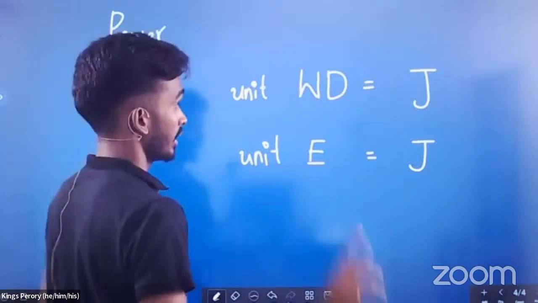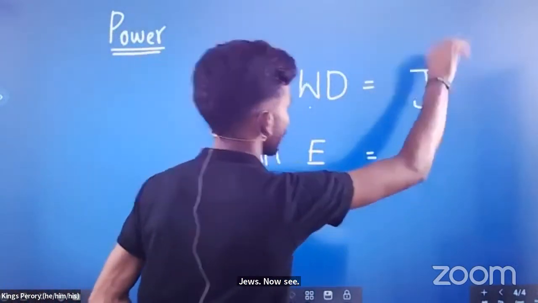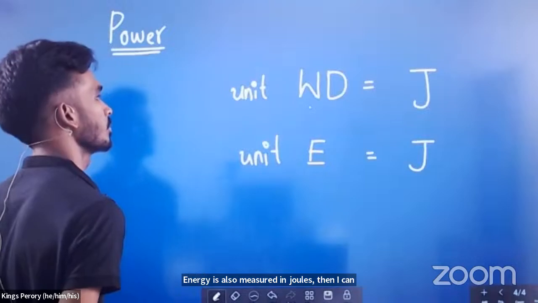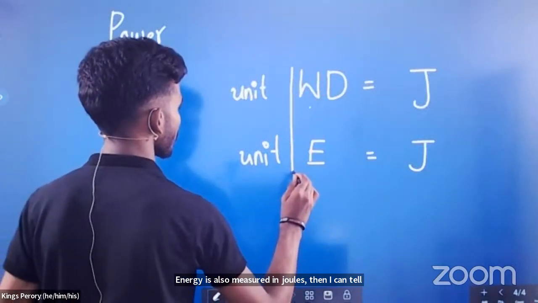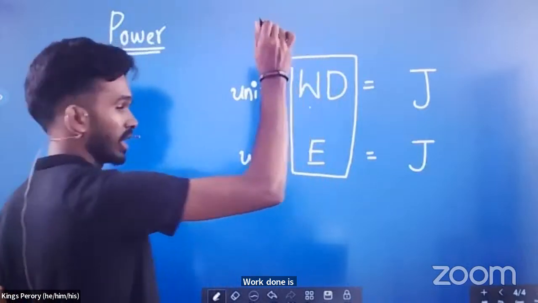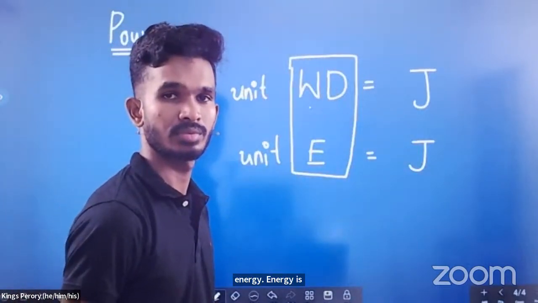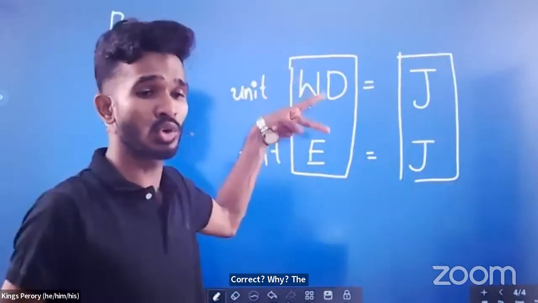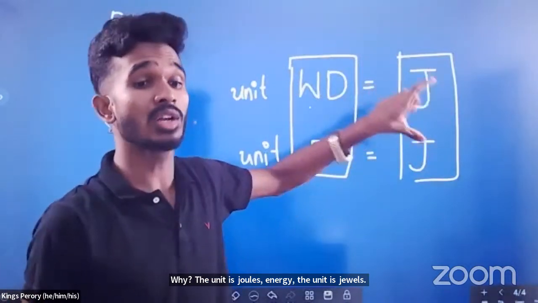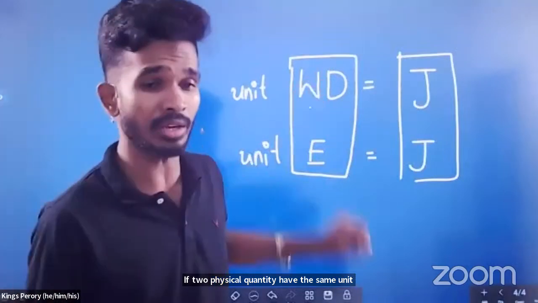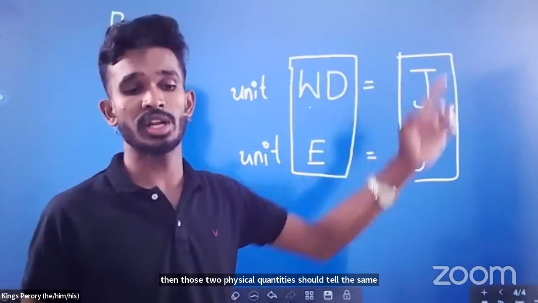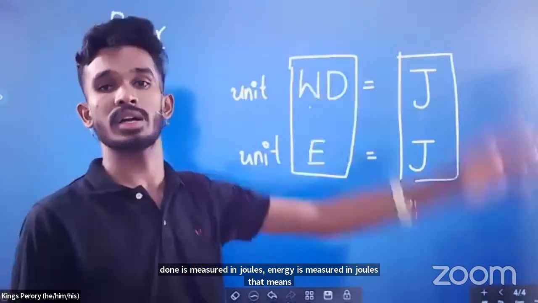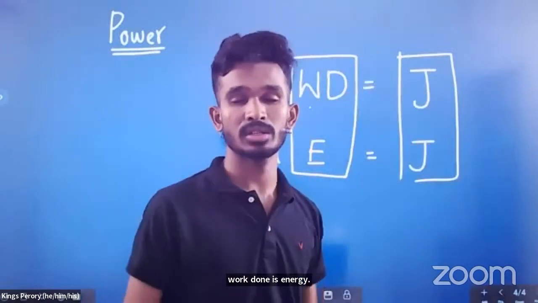Joules. Now see, work done is measured in joules. Energy is also measured in joules. Then I can tell work done is energy. Energy is work done. Correct? Why? If two physical quantities have the same unit, then those two physical quantities should tell the same thing. That means work done is energy, and energy is work done. Both have the same unit.